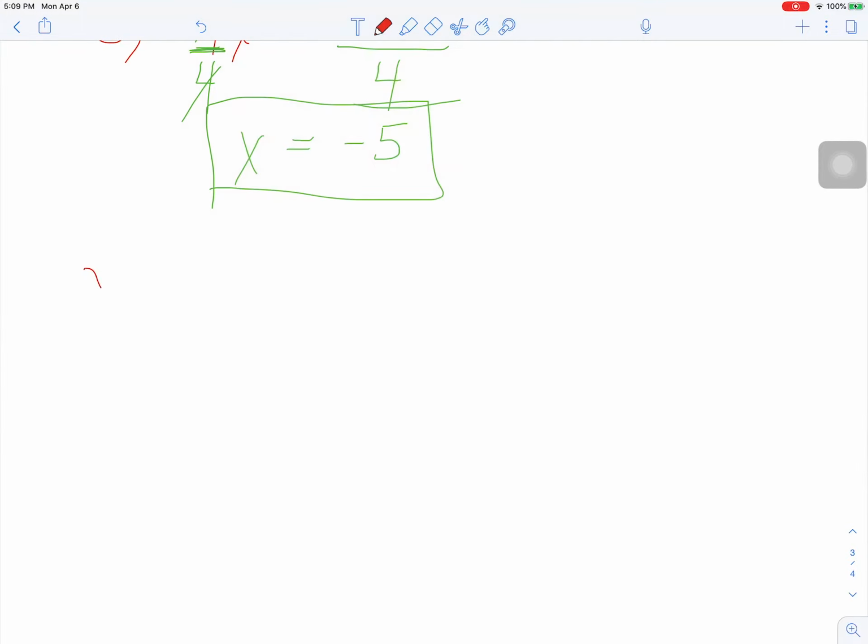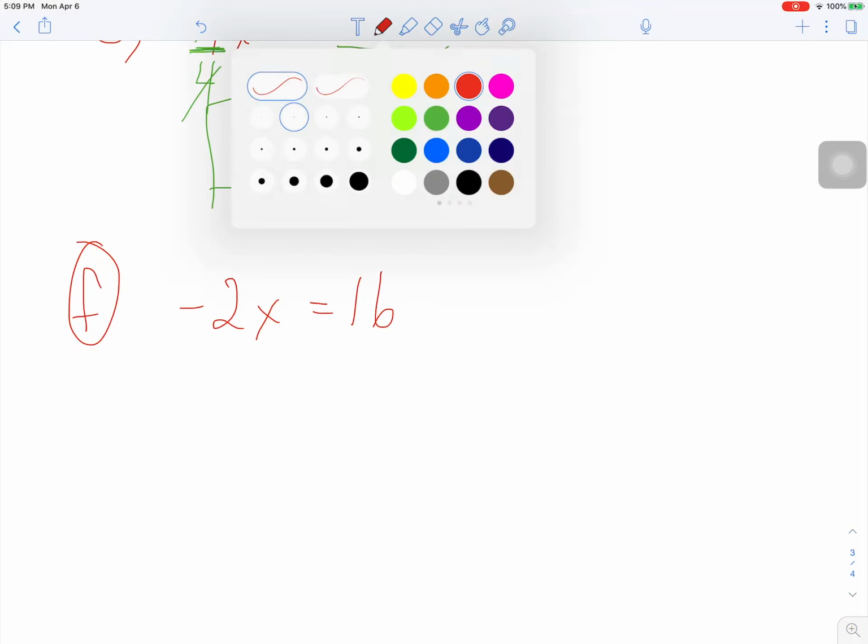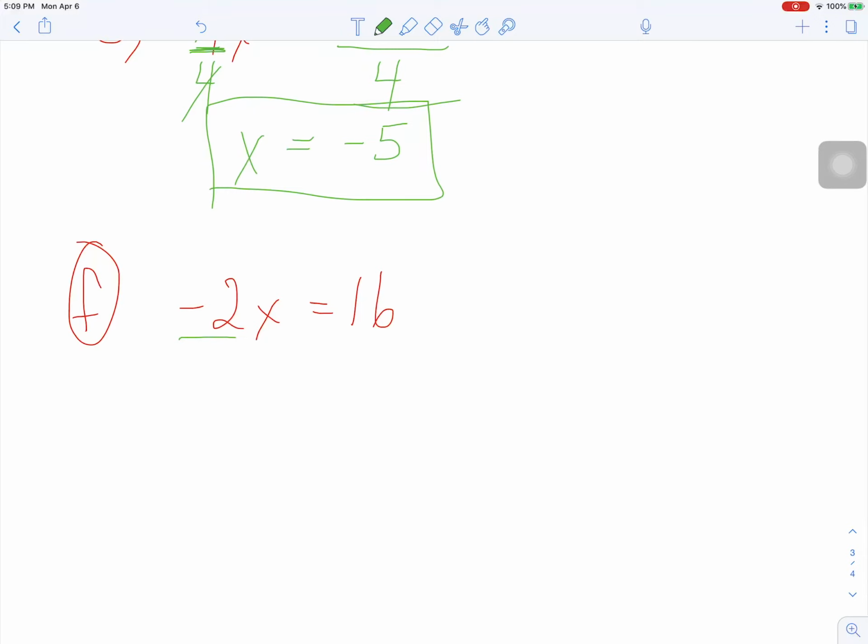Let's move on to F. So when we look at F, we have -2x equals 16. You may hit pause and see if you can figure this out. Here's our solution. We have to divide this side by -2 to get just x, and we have to divide this side by -2 as well to keep both sides equal. So we get x on this side because the -2 and the -2 cancel each other out. And then we have 16 divided by -2, which gives us an answer of -8. So that would be the solution for F.